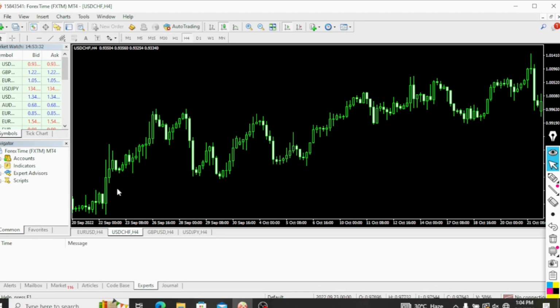From here to here is what I call the impulse wave. Then from here, when the price began to retrace to this point, is what I would call the correction or the corrective wave. All right. So I'm going to put a label to them so that you can have a better feel of it.